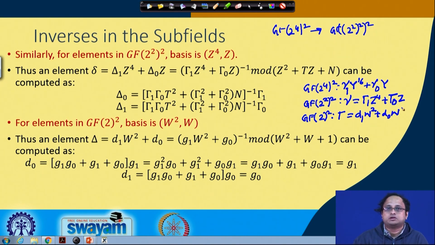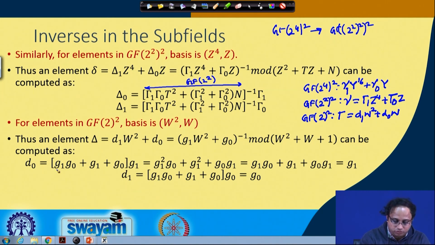Okay. So therefore, these are my corresponding field elements and I have to do this operation with respect to the corresponding irreducible polynomials. Okay. So that is the whole idea. So therefore, you can observe that this is my inverse in GF 2 power of 2 whole power of 2, where these smaller inverses are now in GF 2 power of 2. Okay. But if you do the same thing for the smaller field now, then again you will have inverses, but these inverses are in GF 2.